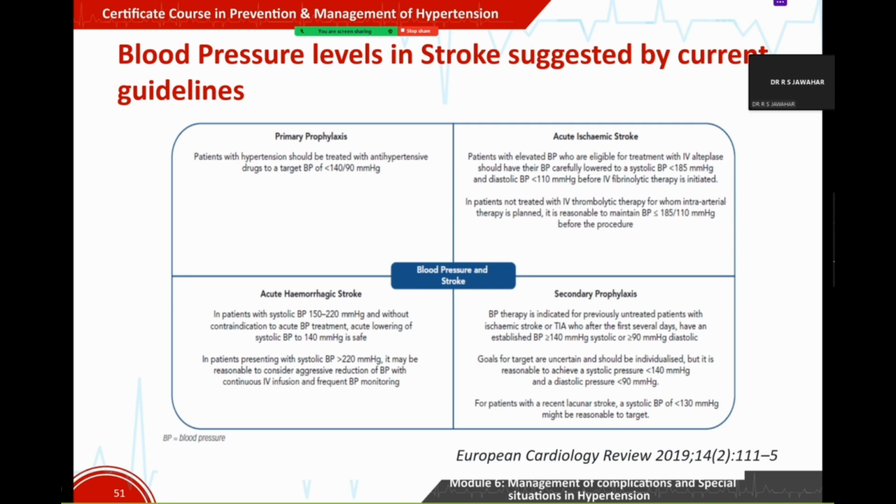What about the acute ischemic stroke? Patients with elevated BP who are eligible for treatment with IV alteplase, that is the mechanical thrombectomy, should have their BP carefully lowered to a systolic BP of less than 185 and a diastolic of less than 110 before IV fibrinolytic therapy is initiated. Now when the patient comes to the hospital with a window period of say 3 hours or 6 hours, now the window period extends up to 6 hours. So they are ideal candidates to go for the TPA therapy.